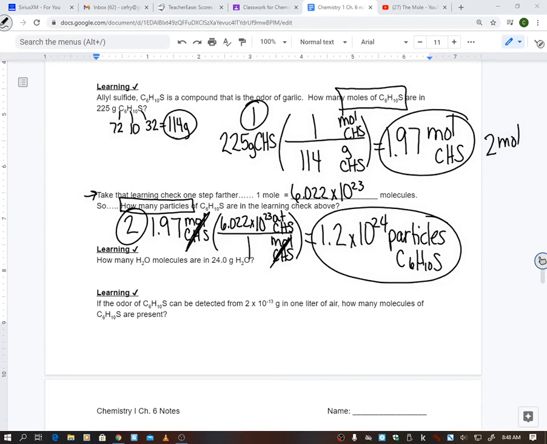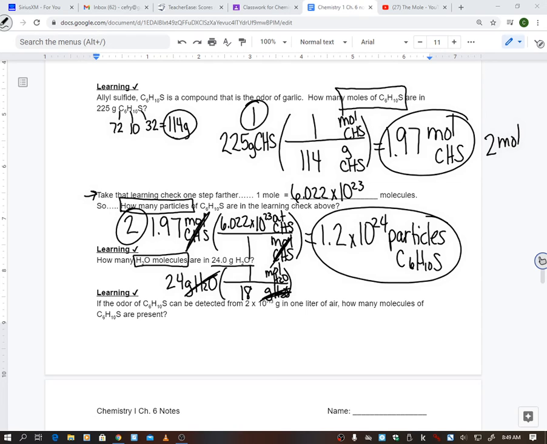All right, let's look at this next learning check. How many water molecules, so you know me, I'm going to box this in, that's what I'm looking for, are in 24 grams of H2O? So let's put 24 grams of H2O. I know that grams of H2O are going to go on bottom, and I need molecules. They're not asking for moles, but I cannot go straight from grams to molecules. I need to figure out how many moles there are first. I know that in 1 mole, water, if you look it up, hydrogen's 1, so that's 2, and oxygen is 16. That's going to be 18 grams.